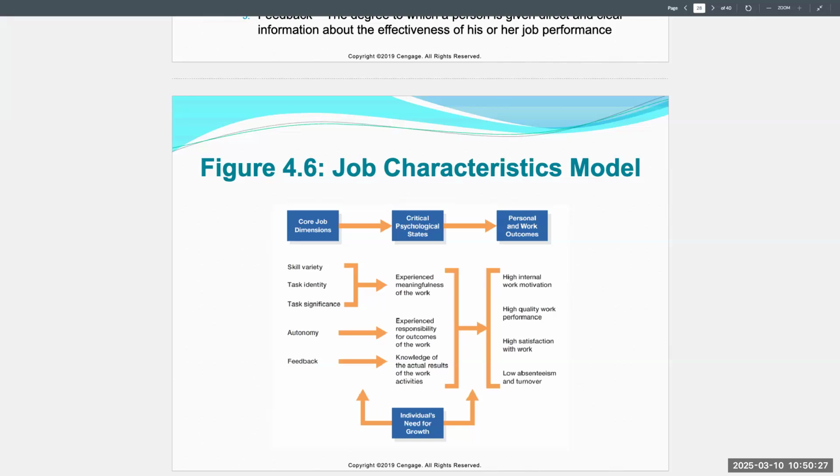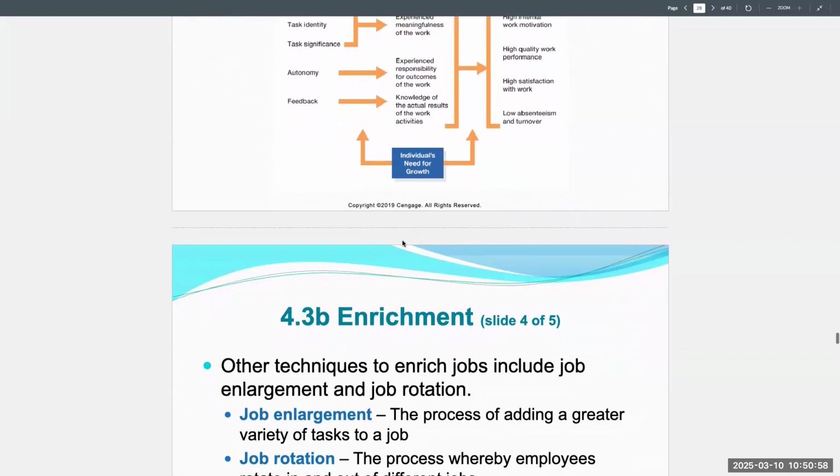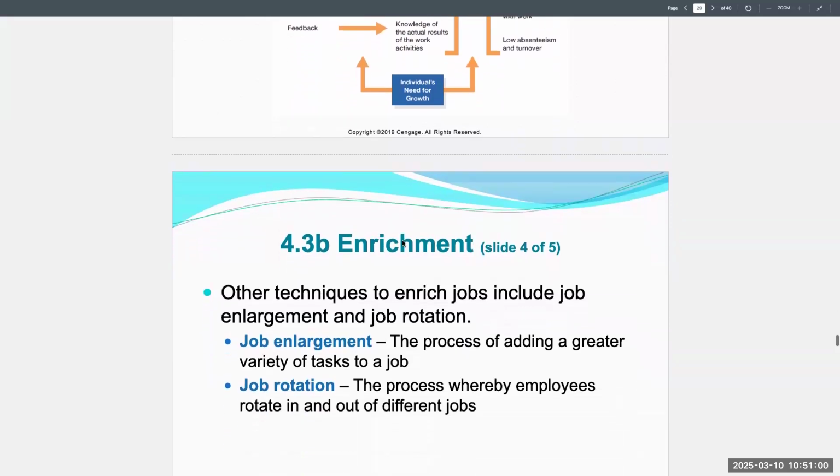What you want to do is skill variety, task identity, and significance. What that does is create meaningful work for everybody, and that then leads to the personal and work outcomes as well. So you can see them on the chart. Autonomy and feedback. Autonomy allows experienced responsibility for the outcome of work. And then feedback is really important because it creates reassurance of a good evaluation, or it tells the employees where they stand at this point.